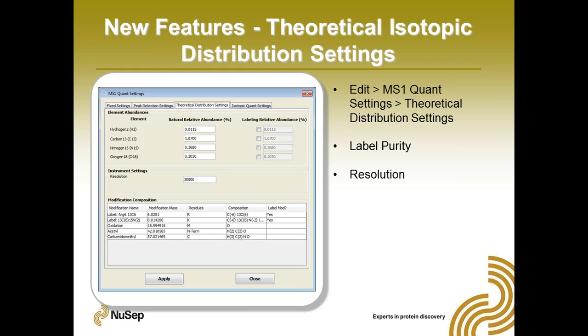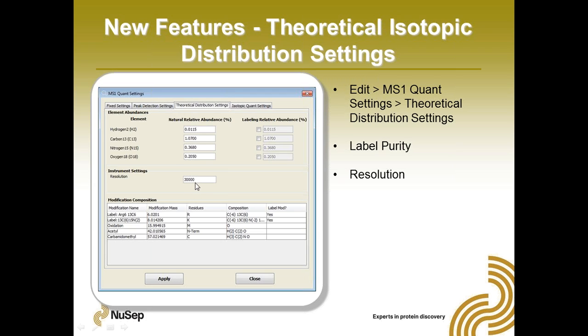Those settings go into the MS1 quant settings, and they're also in a page in your wizard. But here, if you go to Edit, MS1 quant settings, Theoretical Distributions, the MS1 quant settings control all of the, hence its name, all of the MS1 quantitation. Anything having to do with peak picking or XIC generation from your precursor scan happens in the MS1 quant settings, and that's under your Edit menu.